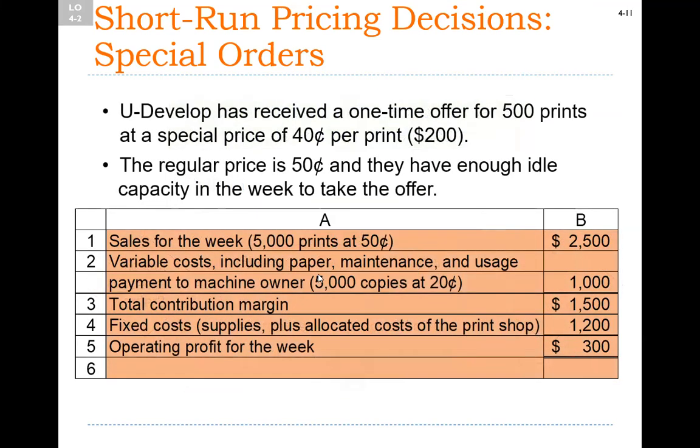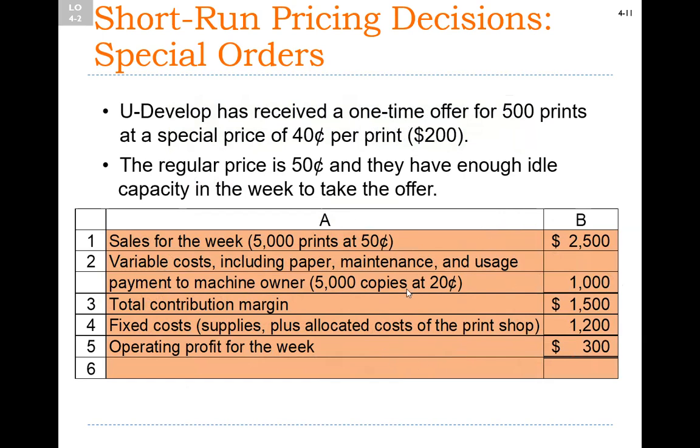So what you see listed here, these are my current costs at status quo for UDevelop. And UDevelop has received this one-time offer for 500 prints at a special price of 40 cents per print. So typically this company is producing prints right now. The regular price is 50 cents. Now they get this special order of doing it, just these 500 for 40 cents. Should they take on this offer?